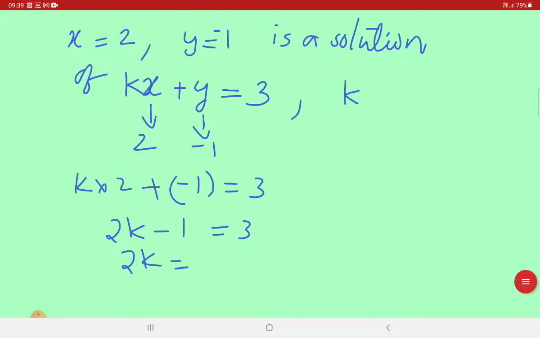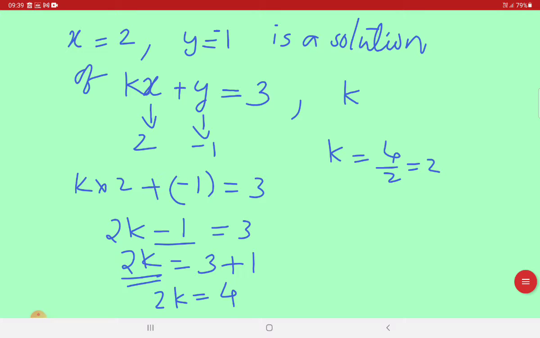2k is equal to 3 plus 1. Because we have to find the value of k, you have to keep the term containing k on the left side. So 2k is equal to 4 implies k is equal to 4 divided by 2 is equal to 2. So k is equal to 2.